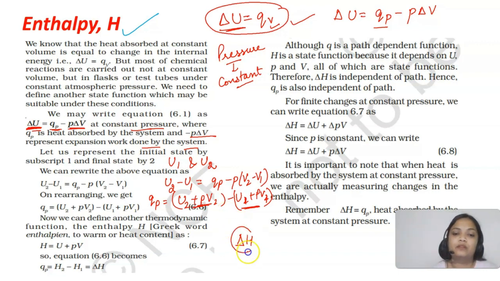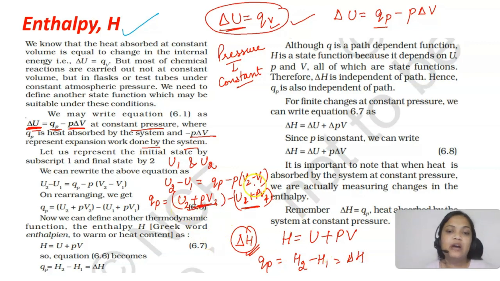So which is denoted by H. Delta H means the enthalpy change. So H is equal to U plus PV, and so this equation becomes QP is equal to H2 minus H1, which is equal to delta H. So H2 is U2 plus PV2 and H1 is U1 plus PV1.